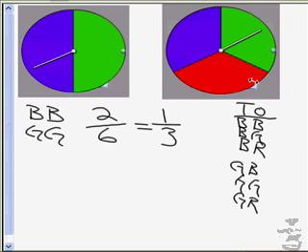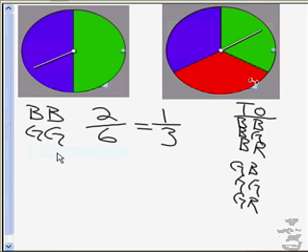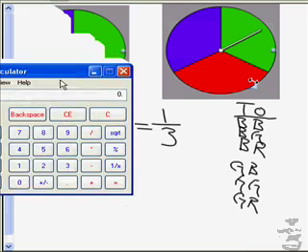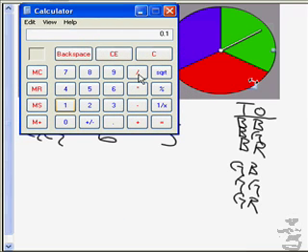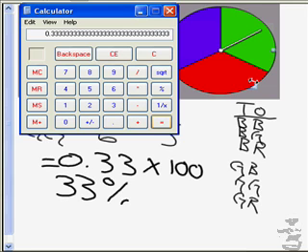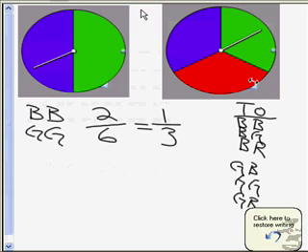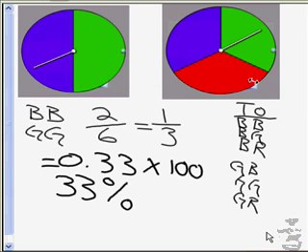Now that we have that, we can bring up our calculator, which I'm going to do very quickly here, and figure out what that's actually going to be. So 1 divided by 3 gives us 0.33333, which we're going to just say 0.33. If we were to multiply that by 100, we would get 33%. So we have a 33% chance of landing on both of the same colors, which is established right there.